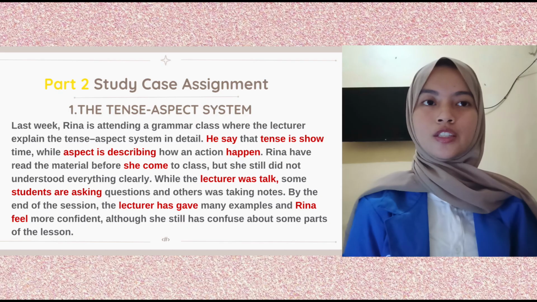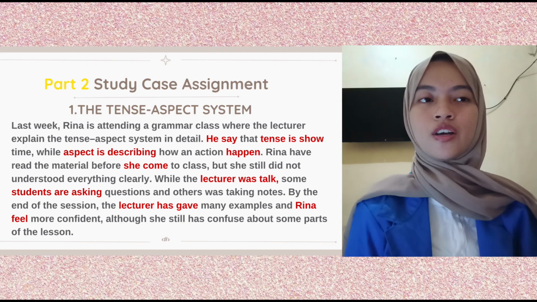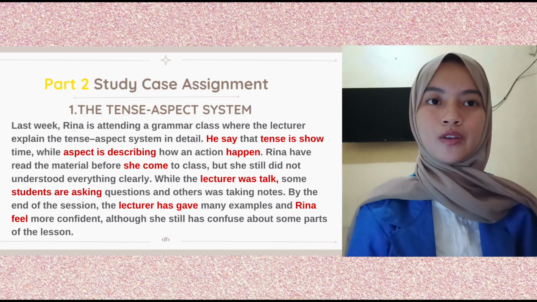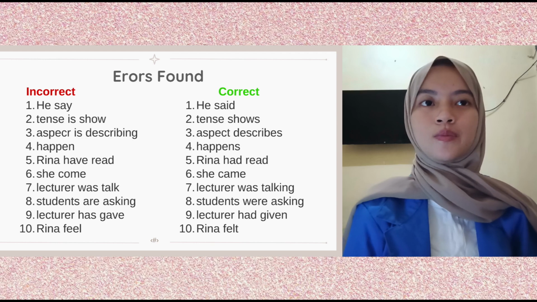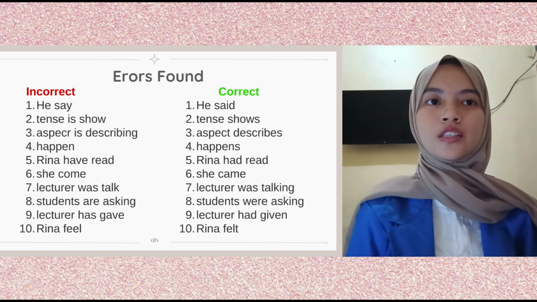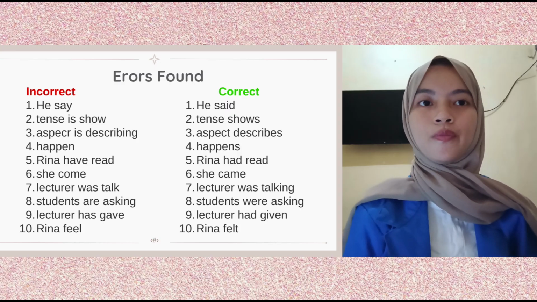This section contains incorrect sentences related to the tense aspect system. The purpose of this activity is to identify grammatical errors and correct them based on the proper tense and aspect rules. Part 1 is the tense aspect system. "He said" becomes "he said." The sentence talks about a past event, so the verb must be in the past form.